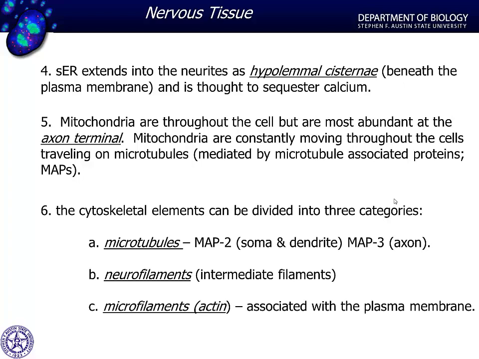Cytoskeletal components are spread throughout a neuron. Certainly microtubules, as we have talked about, are used for transport. The intermediate filaments that you find inside of a neuron are simply called neurofilaments. And then, much like we see in other cells associated with the plasma membrane, the terminal web, and epithelium, we're going to have the microfilaments comprised of actin in these cells.